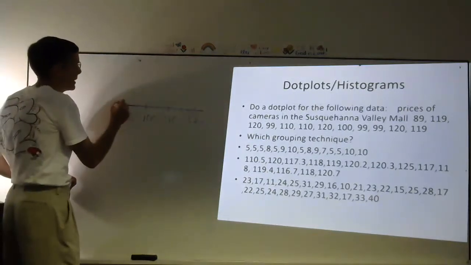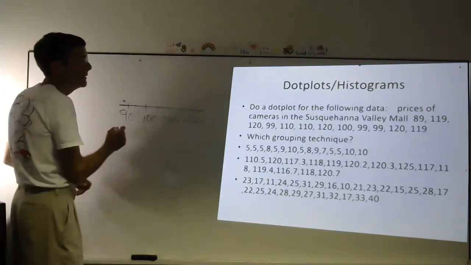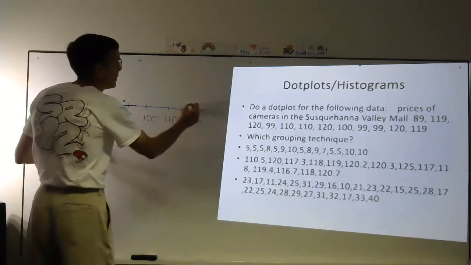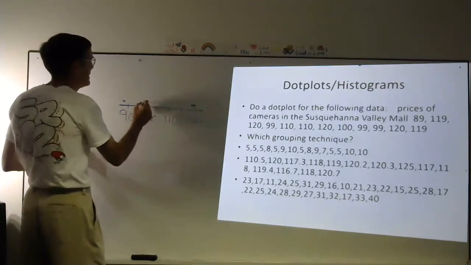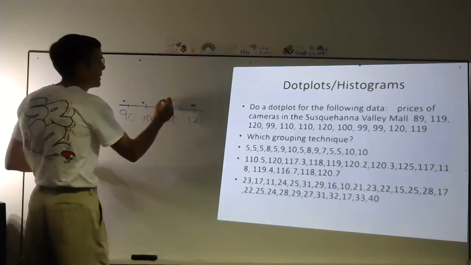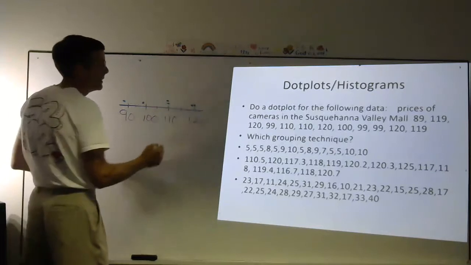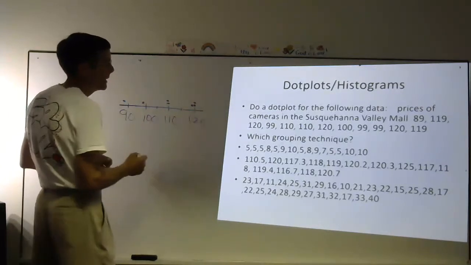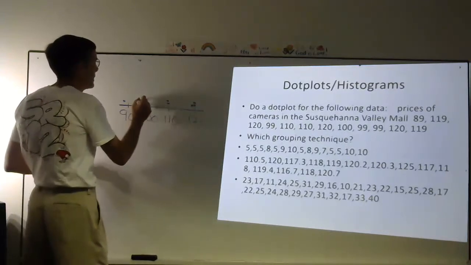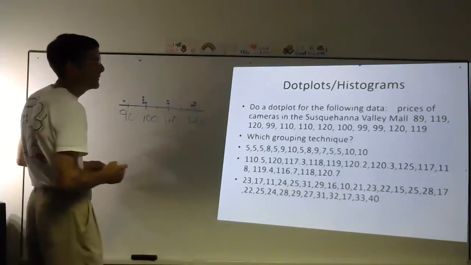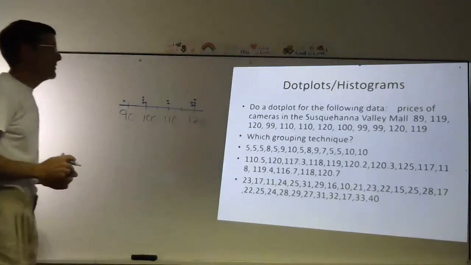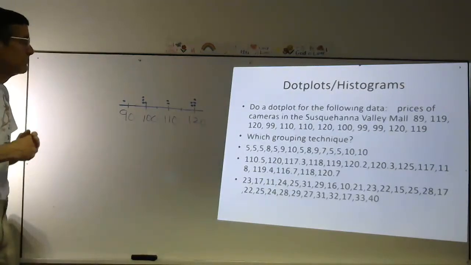Now we just do dots. 89 would be to the left of 90, we put a dot. I've got 119, which would be here. I've got 120 here. I've got a 99 here. 110, another 110, so I have to put the dot above it. 120 above it, 100 here, 99 and 99, a couple more of those right above it, 120 and a 119. That is a dot plot.